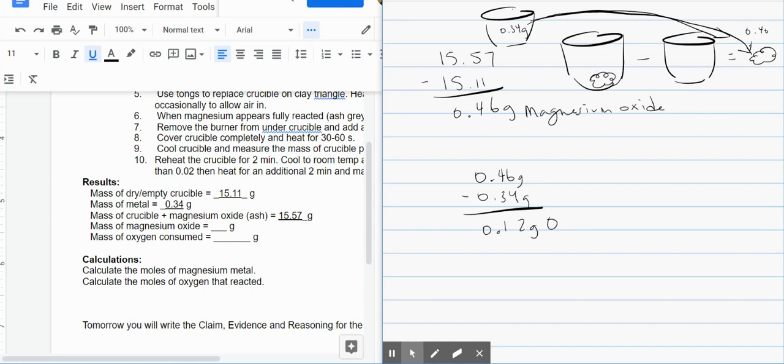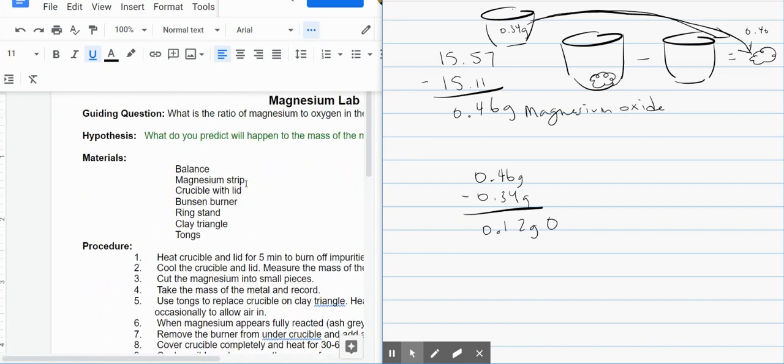Okay, so remember that our guiding question at the beginning was, what is the ratio of magnesium to oxygen? So now I know how much magnesium we had, 0.34 grams of magnesium, and I know how many grams of oxygen, and I want the ratio of these two things. But we need to take a closer look as to what we're actually taking the ratio of. I can't compare magnesium atoms and oxygen atoms by mass because they weigh different amounts.